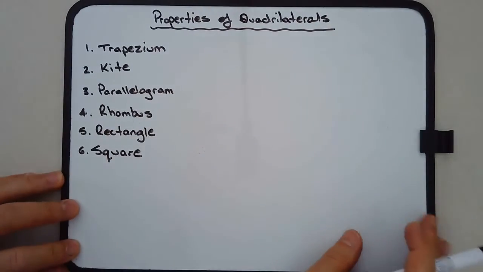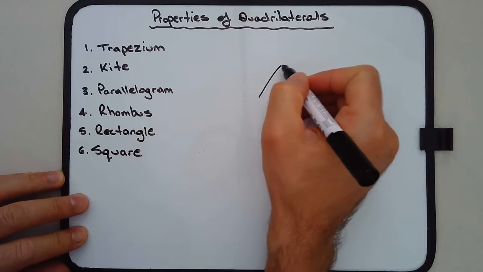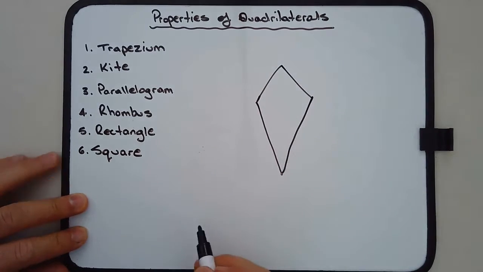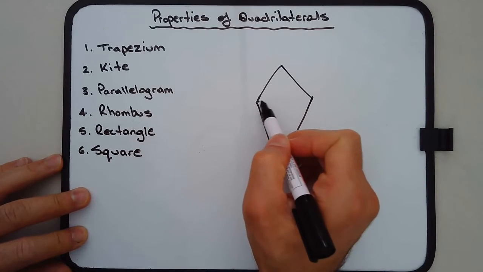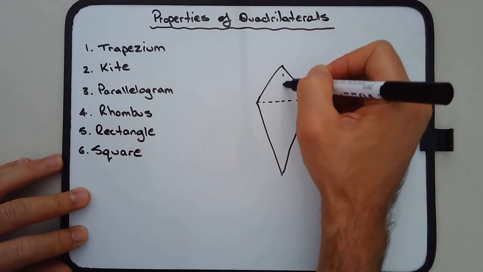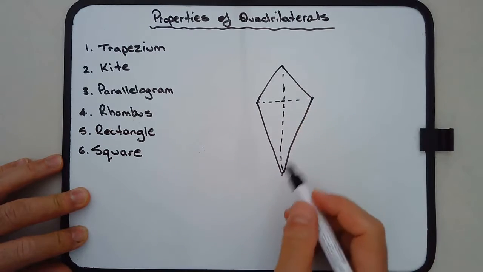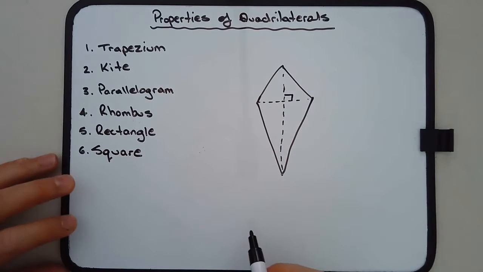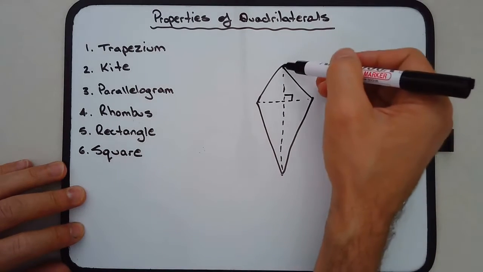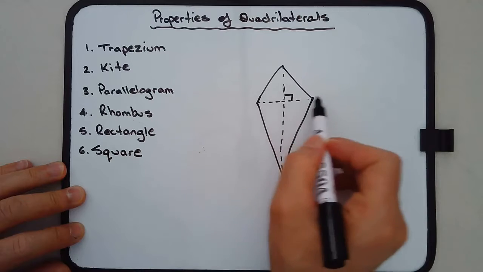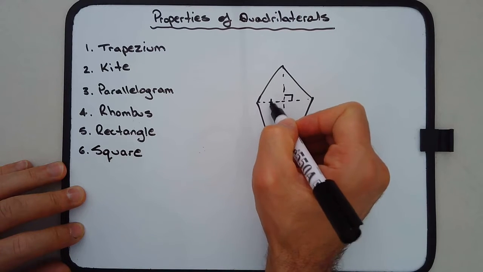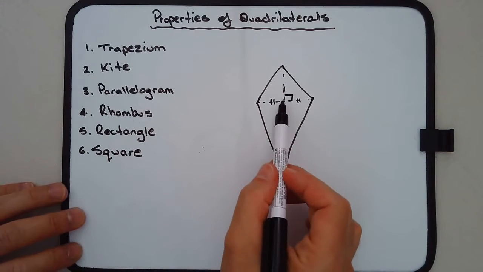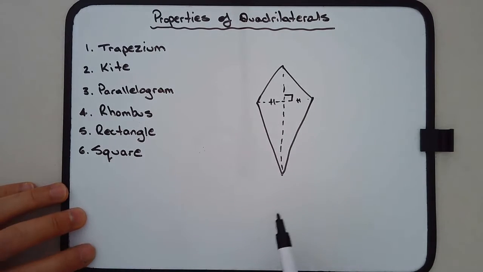Okay, a kite. A kite would look something like so, and it's got a bit of a tail. There's a kite, and I'll just draw in the diagonals. First of all, the diagonals intersect at 90 degrees, and the long diagonal actually cuts the shorter diagonal in half. So the short diagonal there is cut perfectly in half by the longer diagonal.